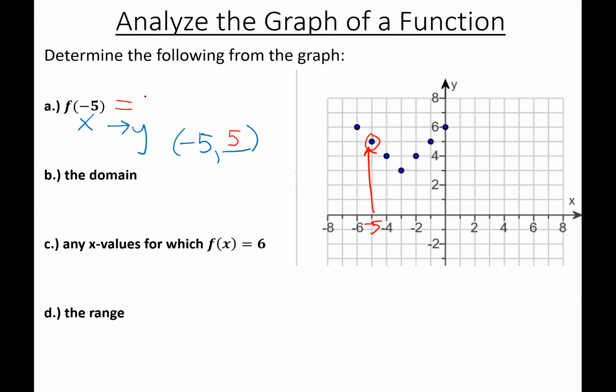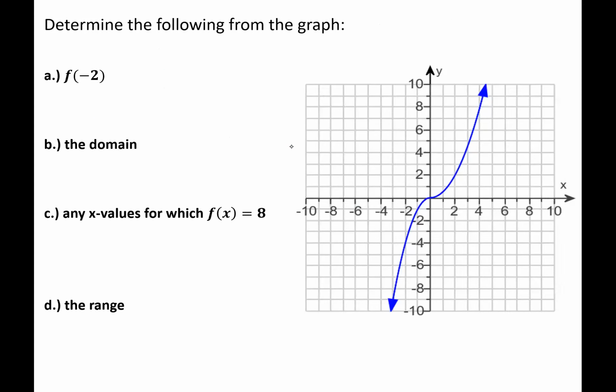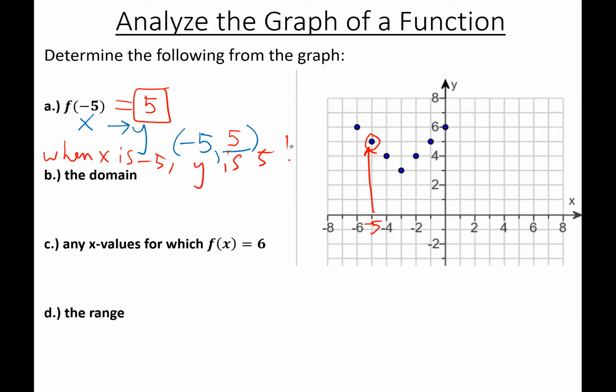So we have done it. We have found our function value. Okay, so f of -5 is 5 because when x is -5, y is 5. That's really the reason. Okay, next question, domain.